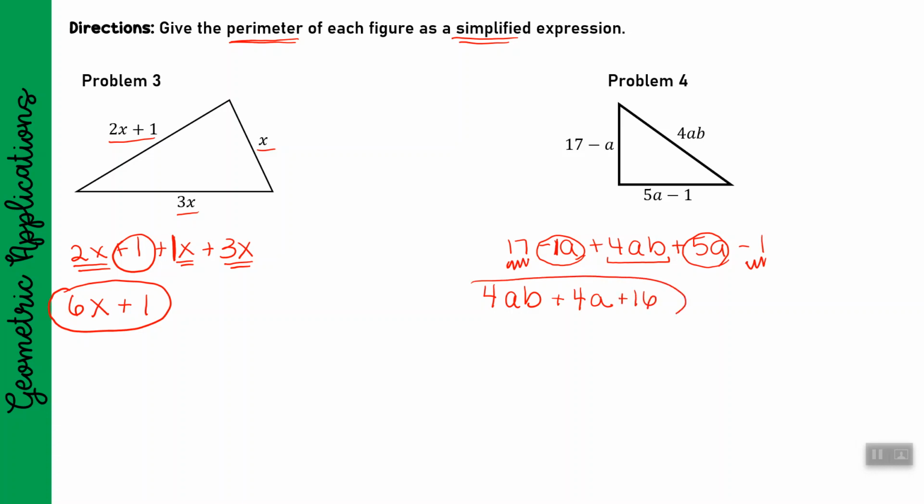I can't combine anything else. This first term has an a and a b. The second term just has an a. That last term is a constant, no variables. I can't combine any of those. That is as simple as possible.